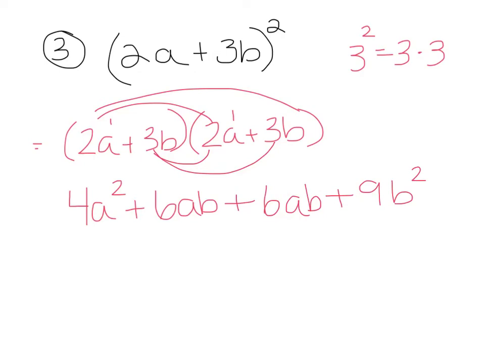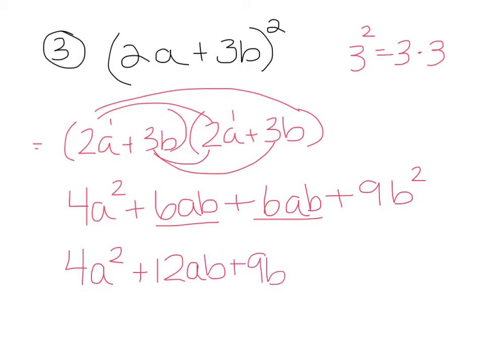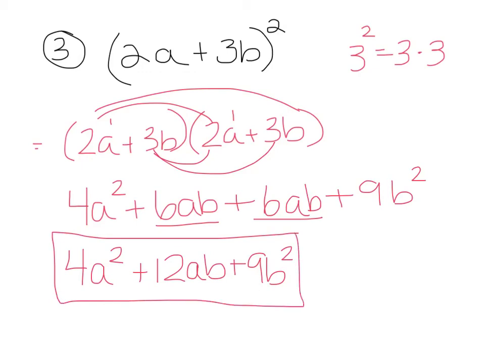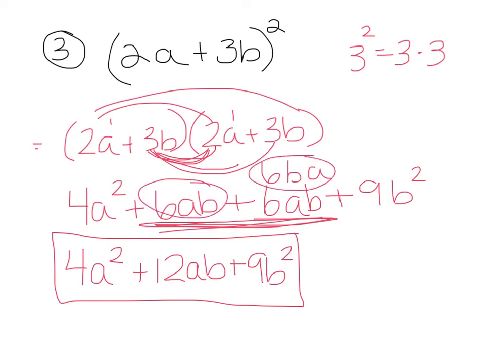Alright, now we combine our like terms. Nothing's going to go with the a squared. The 6ab plus 6ab gives you 12ab, and then plus 9b squared, and there's your answer. If you do it in the same order that I'm doing it in, you're almost always going to have to add your two middle terms together when you're done distributing. And remember, if you list this one as 6ba, there's nothing wrong with that, because they still both have the same exponent of 1 and 1.